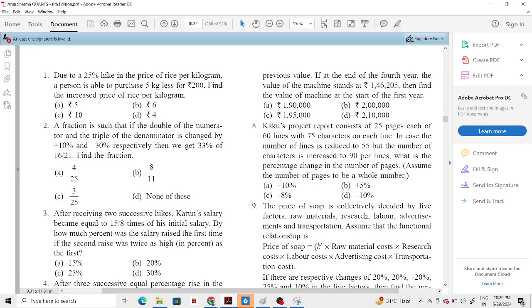This one is not a Venn diagram problem. This one is on percentages. Due to a 25% hike in the price of rice per kilogram, a person is able to purchase 5 kg less for rupees 200. Find the increased price of rice per kg.